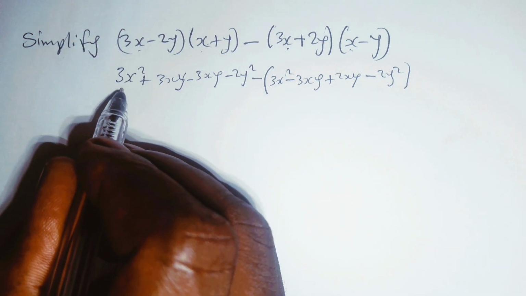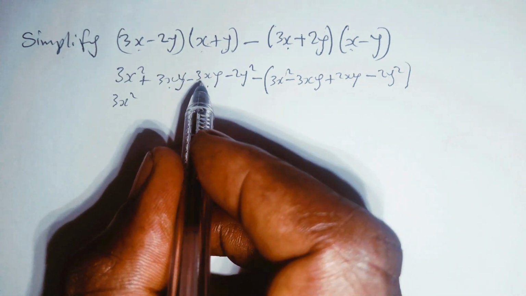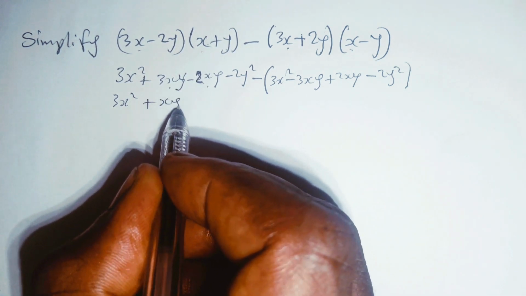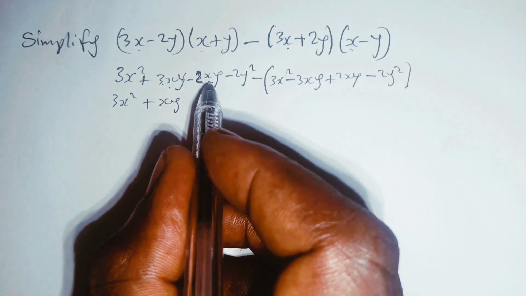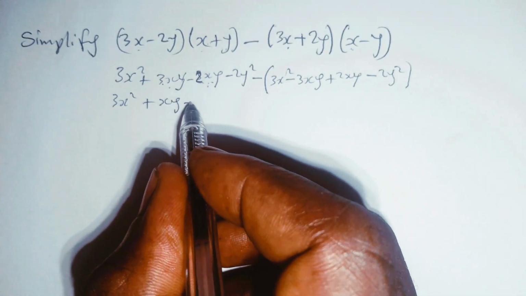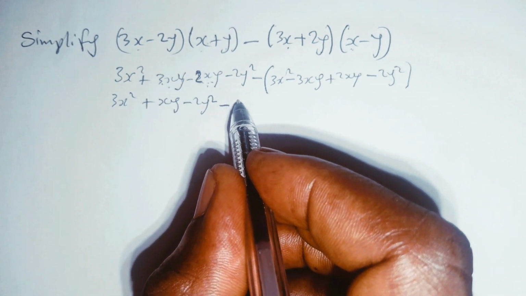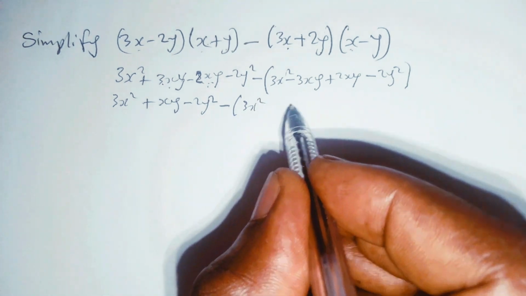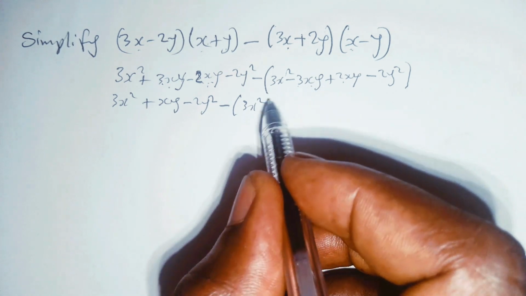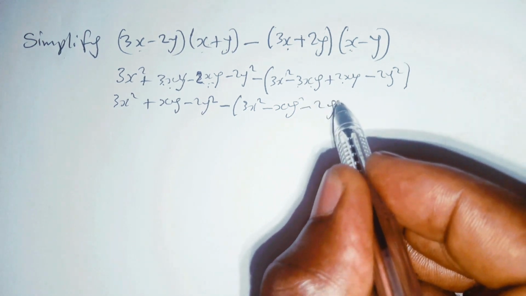So this here will be 3x squared, this minus this, sorry, here is supposed to be 2, so this will give us plus xy, because they have the same factor term, but the coefficients are different. So minus 2y squared minus open bracket 3x squared. This minus 3 plus 2 is minus 1, so it will be minus xy, and then minus 2y squared.